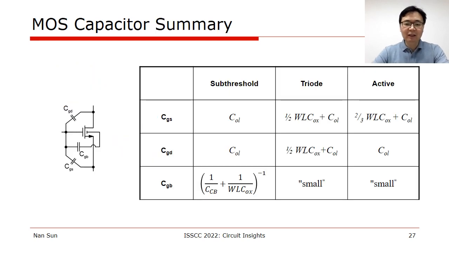So now, including the extrinsic capacitances, we can modify the table into the one shown here. Again, we're mostly interested in the active region for analog circuits, and here we can see that CGS is modified to 2/3 of W times L times Cox, plus an overlap capacitance C overlap, and for CGD it was 0. Now it needs to be modified to C overlap.